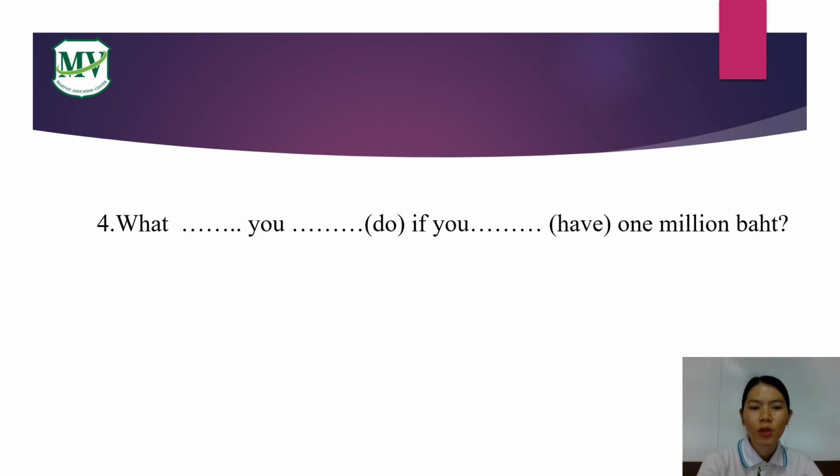Number 4. What you do if you have 1 million baht. 5 seconds. Go. The answer is, what would you do if you had 1 million baht? Let's read together one more time. What would you do if you had 1 million baht?